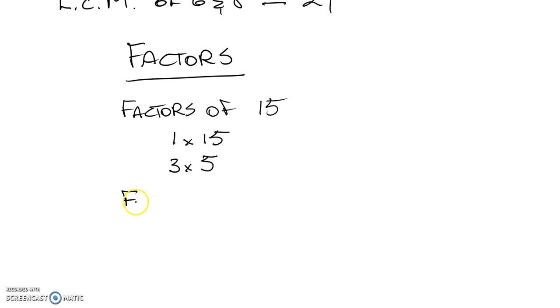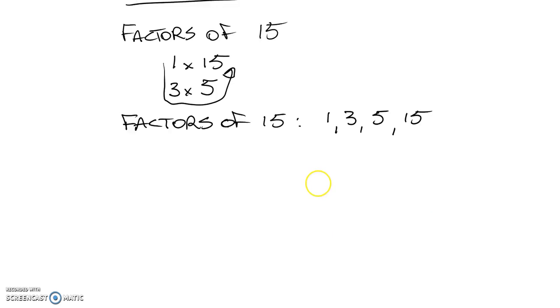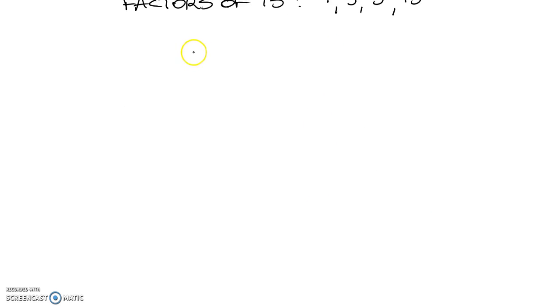So what we can say now is that the factors of 15 are, and we look at the list that we've made and we go around in this direction so that we can put the numbers in ascending order, smallest to biggest. 1, 3, 5, and 15. All straightforward.